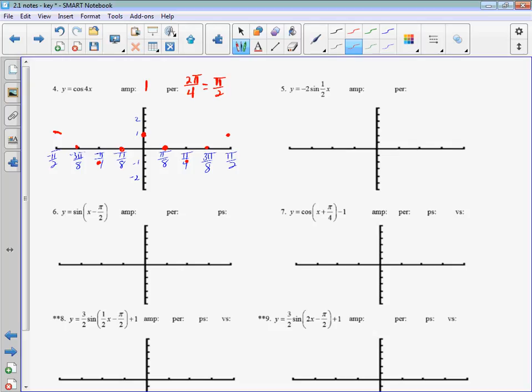So the graph really looks the same as the parent graph, but it's not because of how you labeled your x-axis. So do you see how labeling the x-axis is going to be pretty important? Okay. And I know it's annoying to label every single tick mark, but yes, you need to. All right, questions on that one?